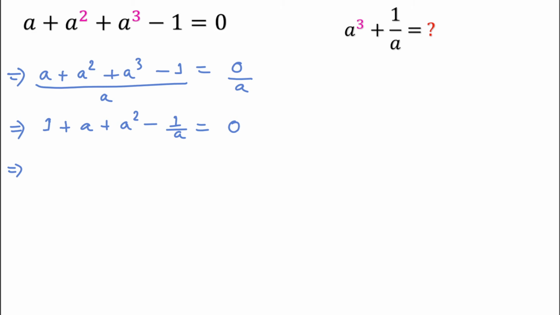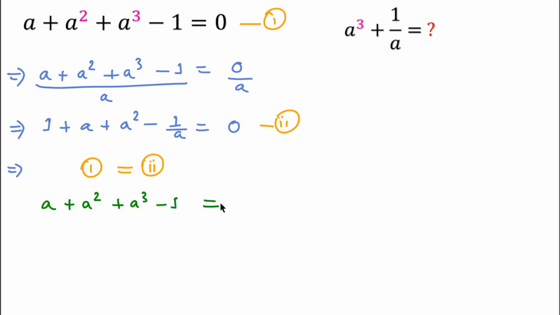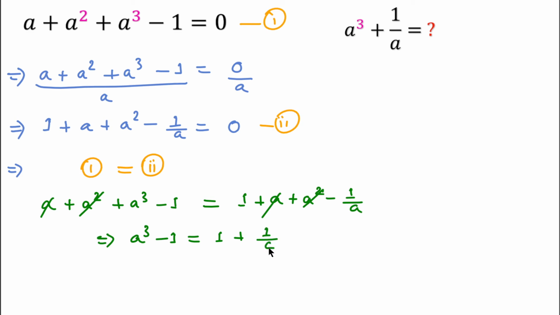So if we consider this equation as first and this equation as second, then we can equate these two equations. Then we can write here a plus a square plus a cube minus 1, and this we can also write as 1 plus a square minus 1 over a. Now this a gets cancelled and a square, so we can write here a cube minus 1 equal to 1 plus, sorry, minus 1 over a.